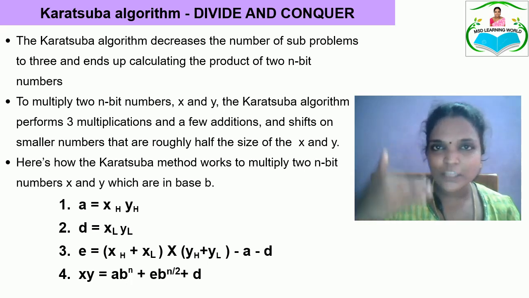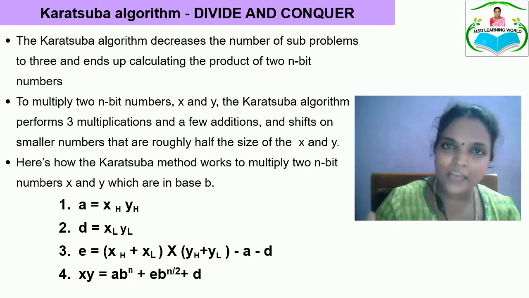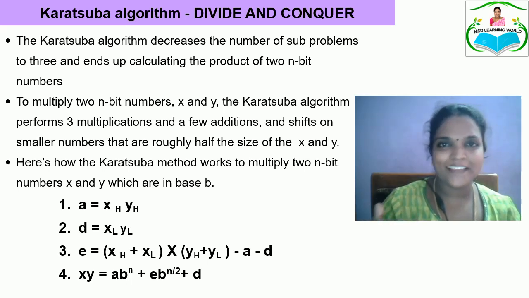So the three subproblems are divided in such a way that you are going to find only the values a, d and e, and some shifting operation is going to be performed based on the base value of 10 for x and y. So x into y will be equal to a into b power n plus e into b power n by 2 plus d. So here let us see an example to understand how this algorithm is performing multiplication.